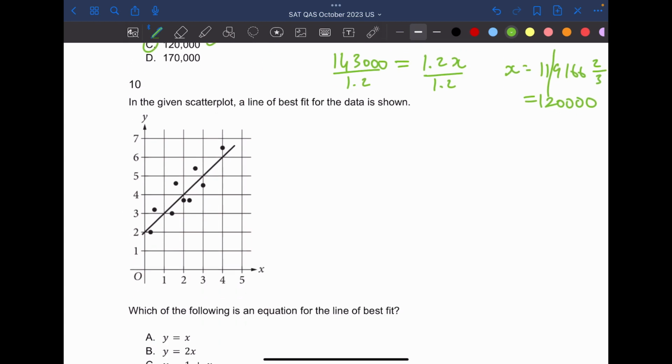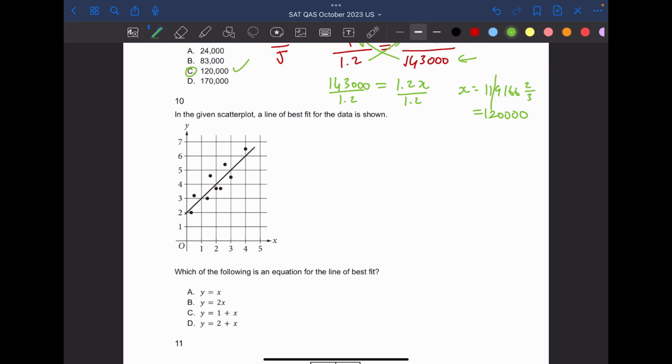Okay, question number 10. In the given scatter plot, a line of best fit for the data is shown. So once again, it's the thick line that we see in the middle. And then it says, which of the following is an equation for the line of best fit? So first, once again, if you have a line, the equation will follow the format of y is equal to mx plus b. If you see anything about a line or a graph, write down in your head y is equal to mx plus b. This is correlated directly, and if you see one of them, you will definitely use the other.